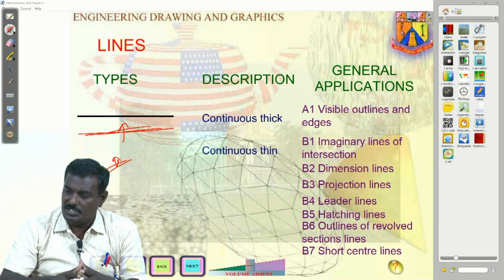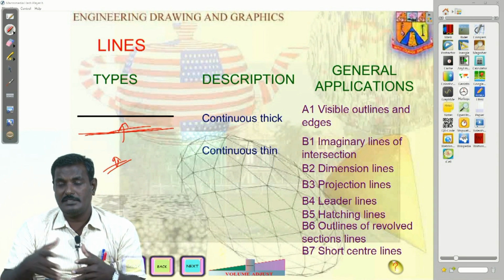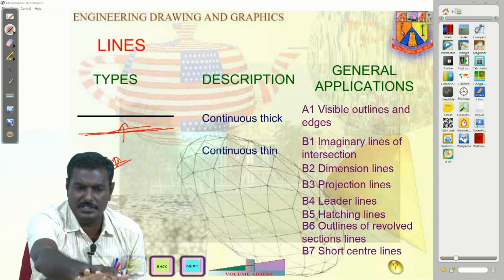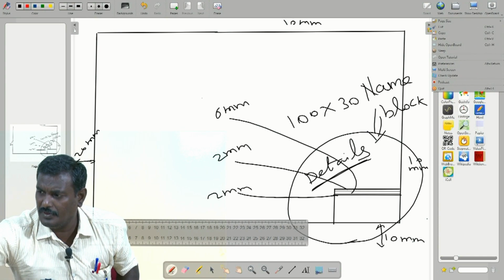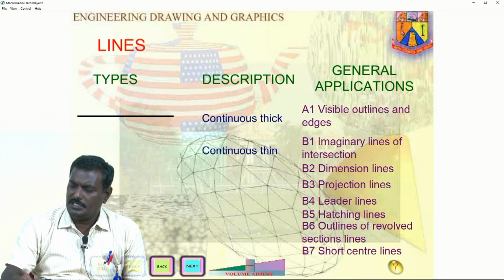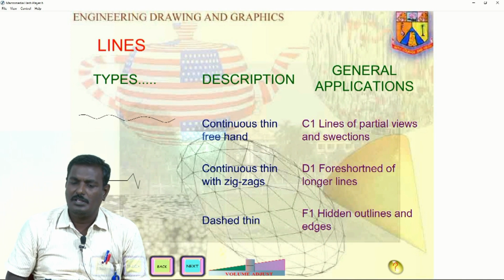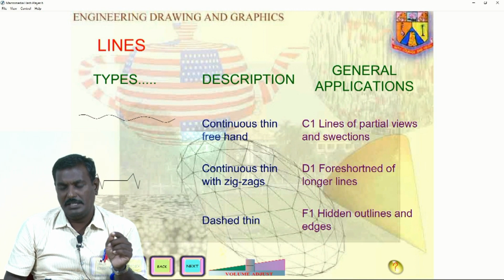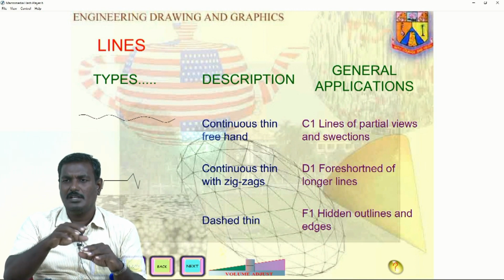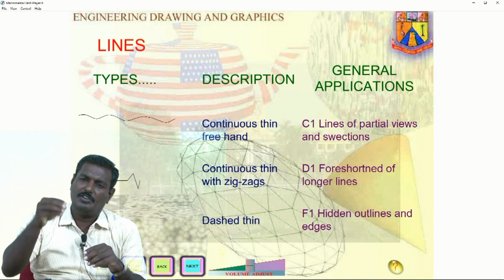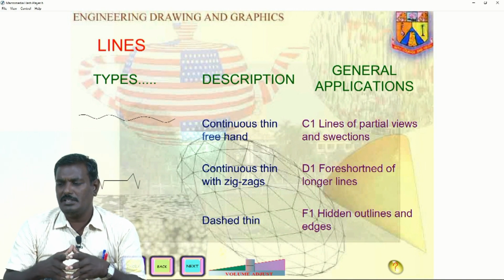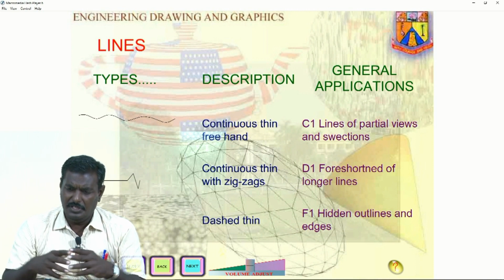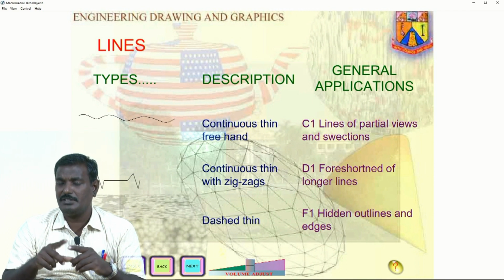Try to see dimension lines, projection lines, leader lines, hatching lines, outlines, and short center lines. So, different things here. Next, continuous thin freehand: it is not straight, it should be a freehand sketch. It is used for lines of partial views and some sections.